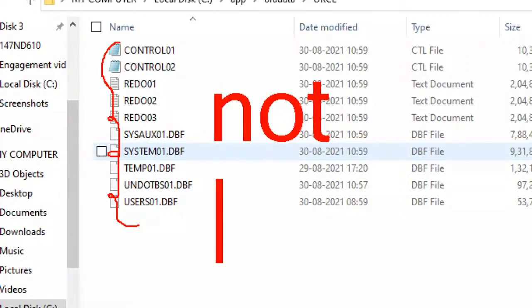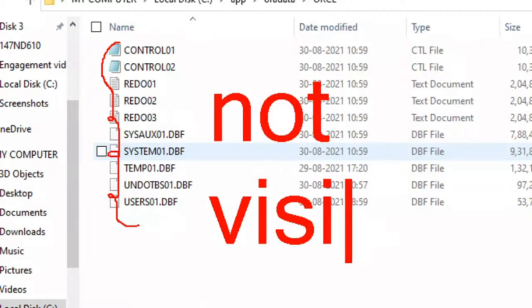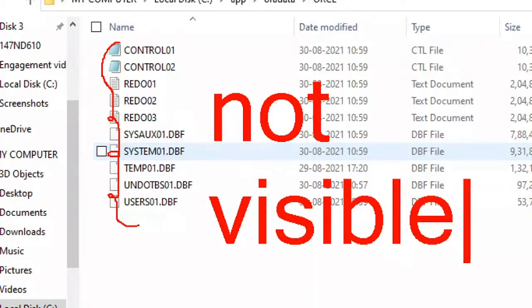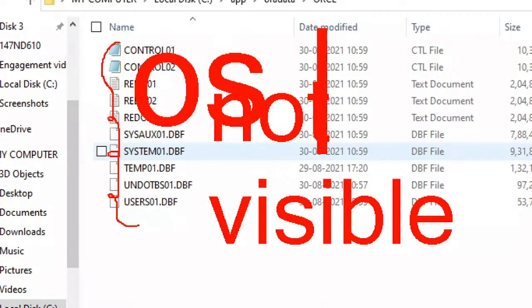This is not visible. That's why a structure which is not visible in the operating system, the OS, is called a logical structure. Very, very important. Tables are not visible anywhere in the C drive, D drive like that. Views are not visible anywhere in the C, D, E drive like this. Indexes, functions, procedures are not visible. That is visible in a database, okay, I agree. But unfortunately, that is not visible in the operating system.